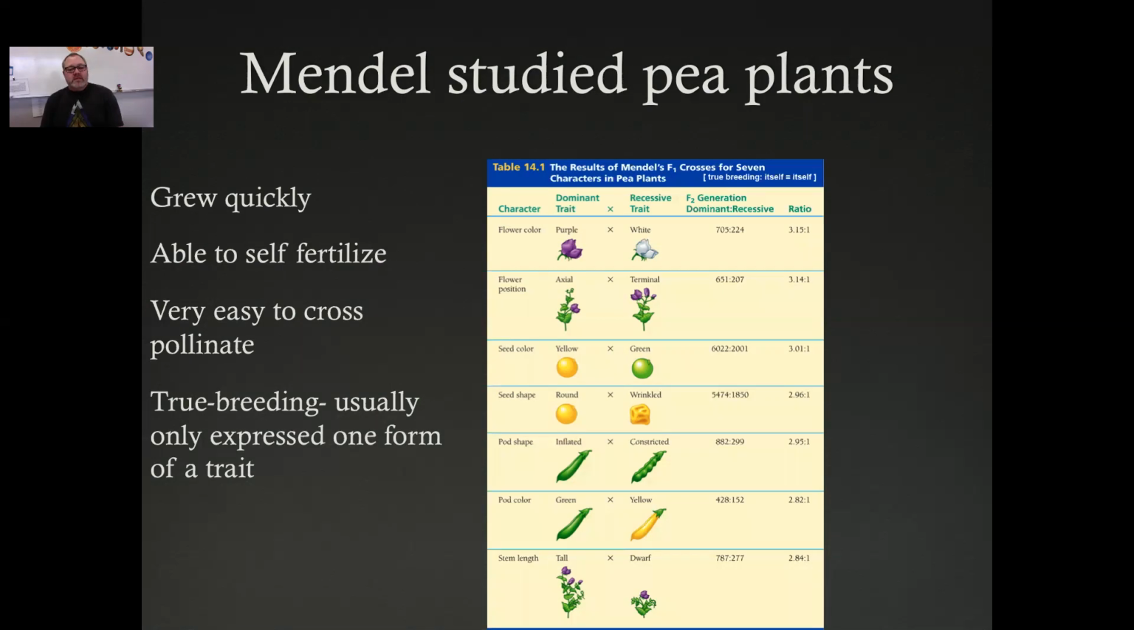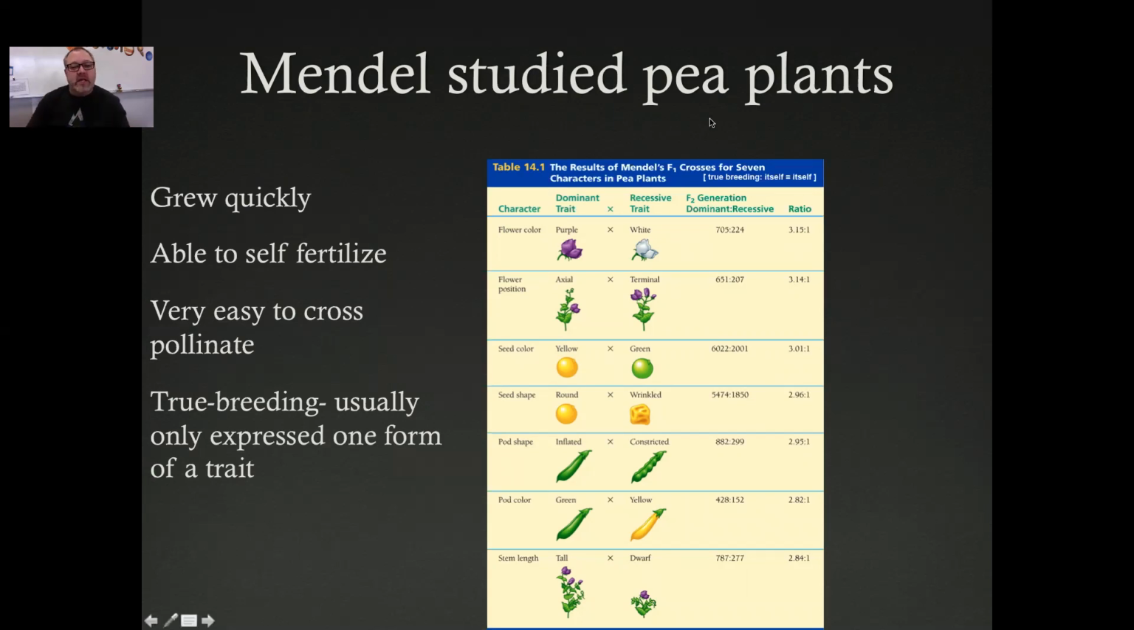The reason that he studied pea plants, or chose them to study among all of the other plants that he could have chosen, was that they grew really fast. They were able to fertilize themselves. They were really easy to pollinate or cross-pollinate, and we'll talk about that in a little bit here. It basically means taking the pollen from one plant and then distributing it to another plant. Obviously, in nature, that happens, right? We have bees or insects go from plant to plant, and they do cross-pollination. And also that they are true breeding, which means that for the traits that he studies, there's usually only one form of that trait expressed on those plants.